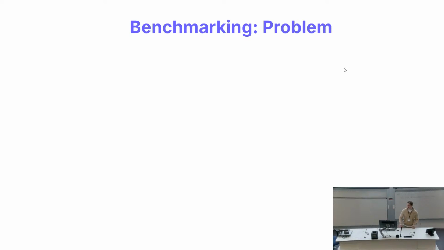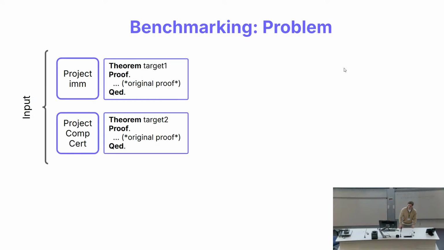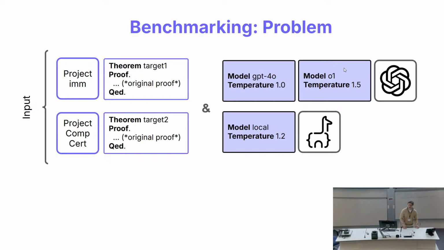So let me state the problem here. What are we trying to do? We have a bunch of Coq projects, and we want to take a subset of theorems from these projects. That's going to be our targets. And we want to measure performance of different models with different configurations, with different parameters from different services on these targets. Maybe you want to compare the same model with different temperatures. Maybe you want to compare different prompts, different services, anything. It would be possible in our framework, and we wanted it to be done easily.